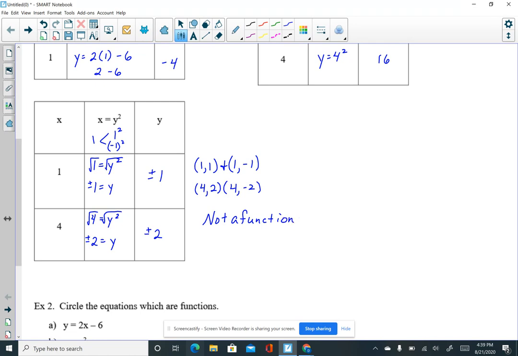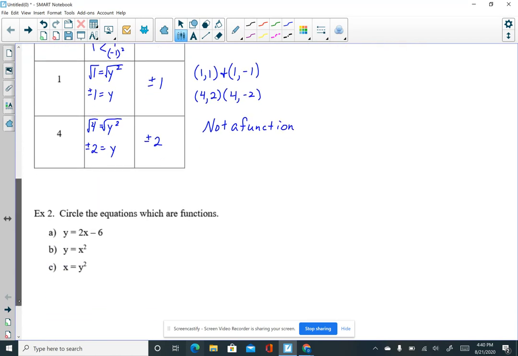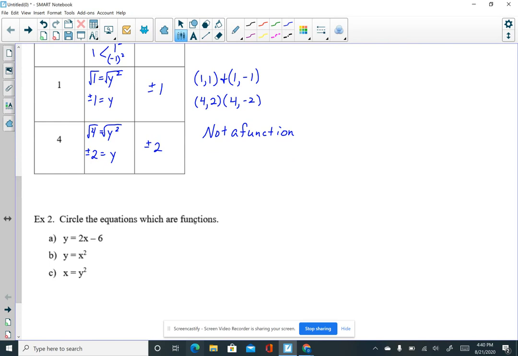Because, like we said at the very top, each element of our domain is not paired with exactly 1 y, it's paired with more than 1 y. So now, if we come down here, it asks us to differentiate between which are functions or not. Well, we found out those first 2 are functions for us, but the last one was not.